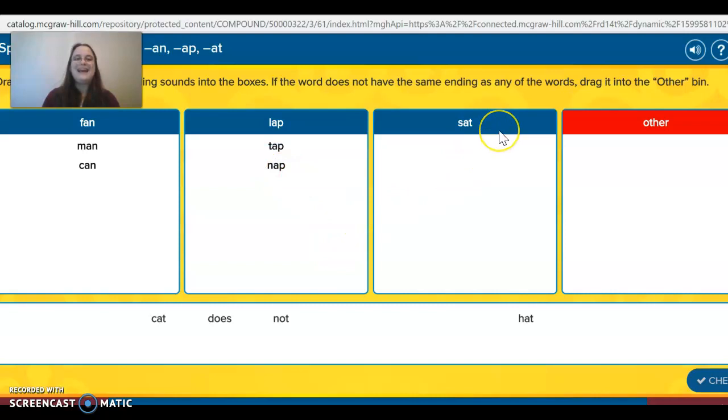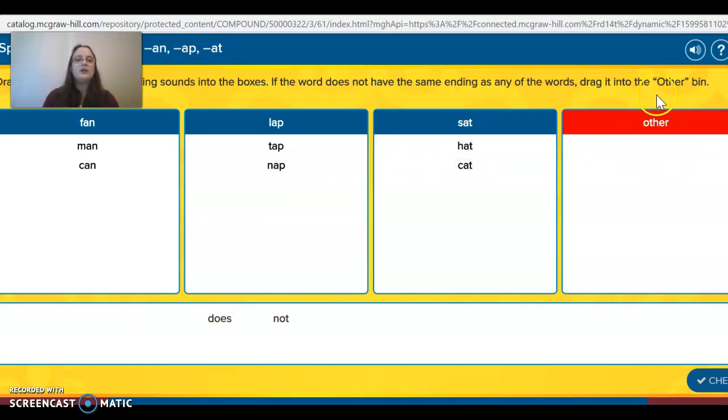Okay, then we have the at family. At, sat. So let's see, sat and hat, those rhyme. Sat and not, nope. Sat and does, nope. Sat and cat, yep, those rhyme.